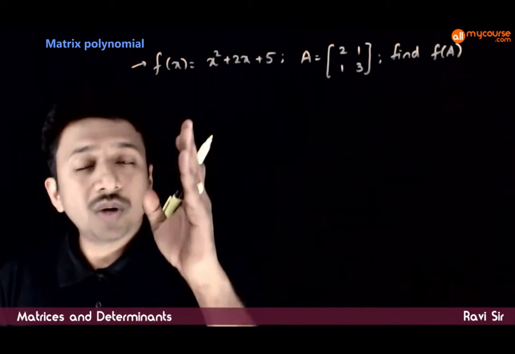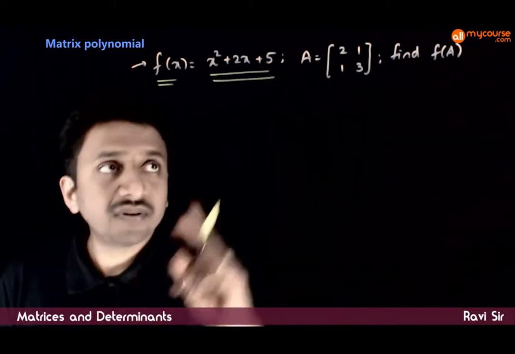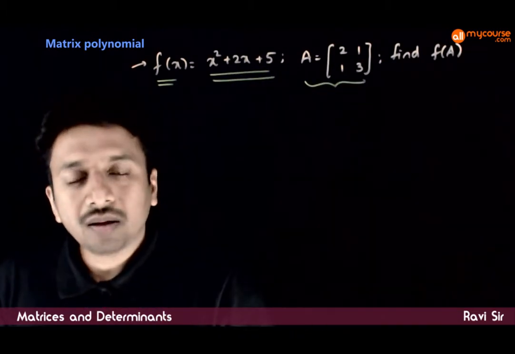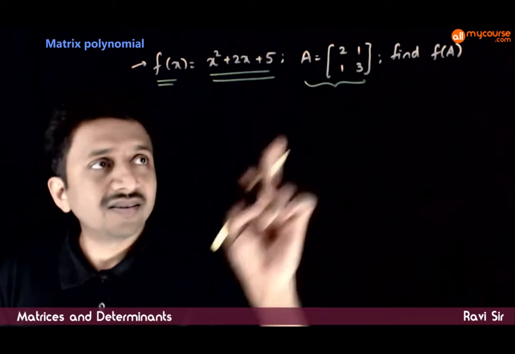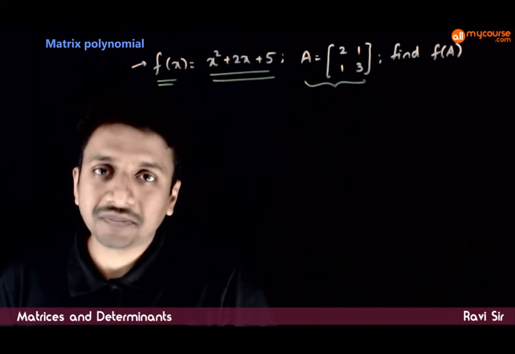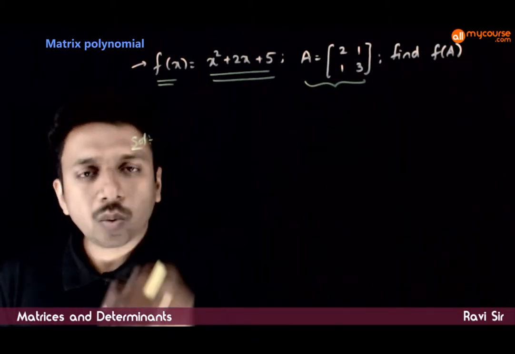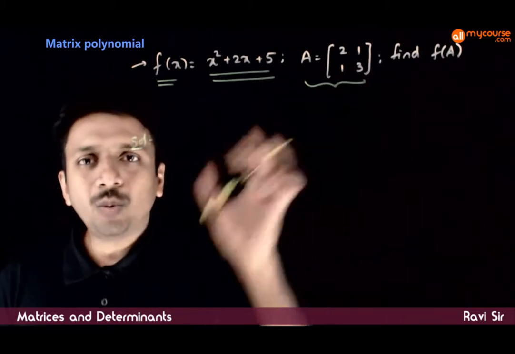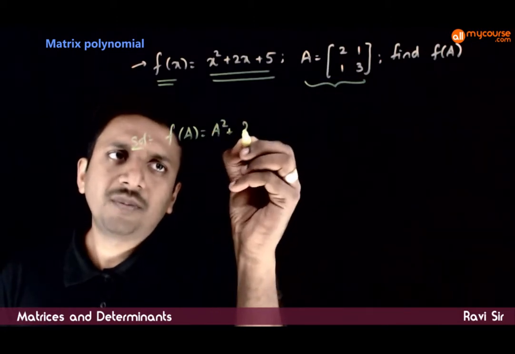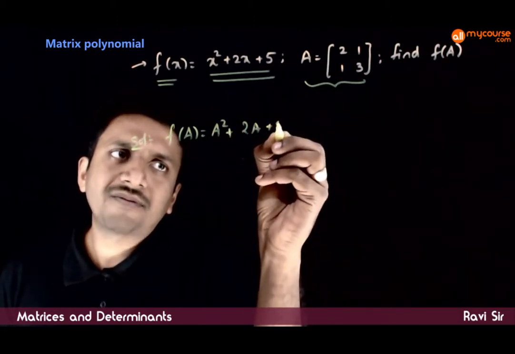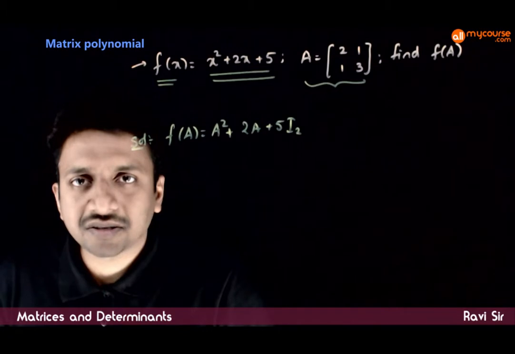Let us take this very simple example. f of x is x square plus 2x plus 5. A is the matrix 2, 1, 1, 3. We are asked to find the value of this polynomial at this matrix 2, 1, 1, 3. This is a general polynomial. So what is the corresponding matrix polynomial for a 2 by 2 matrix? f of A is nothing but A square plus 2A plus 5 times I of order 2, because you're talking about a 2 by 2 matrix.